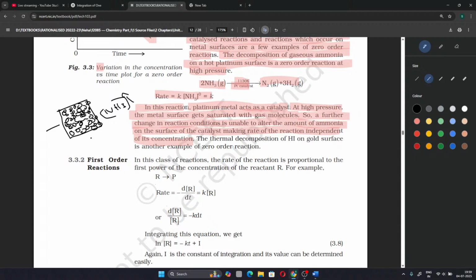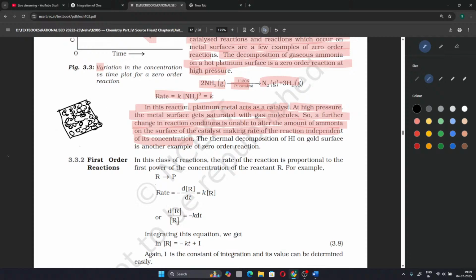For example, at some concentration there are 30 molecules of ammonia, the maximum of 30 molecules on the metal plate. This is the maximum amount of molecules that can stay on this metal plate. Then if we increase the concentration of ammonia, the amount of molecules on the plate will still remain 30 only. They can't increase because that's the maximum amount. In such a case, no matter how much we increase the concentration of NH3, the rate of the reaction doesn't change. That is why these are zero order reactions.